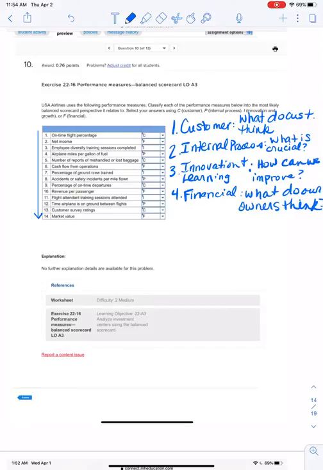Okay, so the next one, net income, is probably the easiest one on here, right? Net income is definitely going to be a financial metric because it is coming straight off of our income statement. So it's definitely a financial metric.